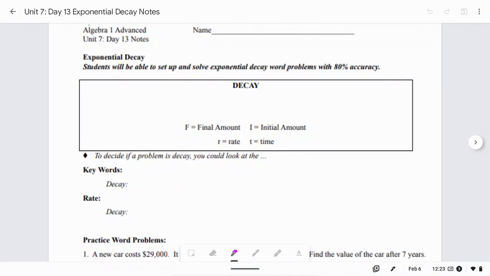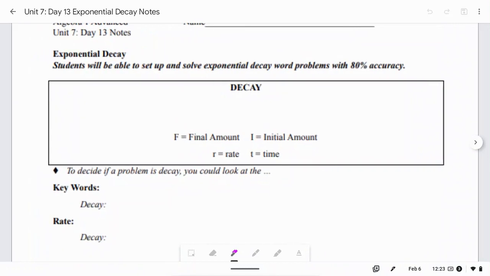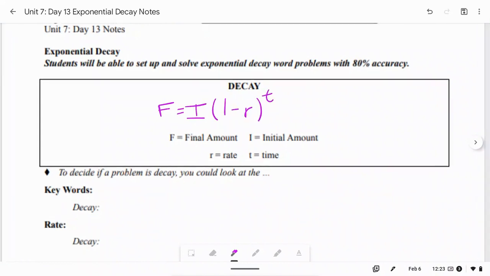In this video, we will be discussing exponential decay, which is very similar to exponential growth. It's again a way for us to apply exponents to real-world examples. So the formula for exponential decay is F equals I(1 minus R)^t.